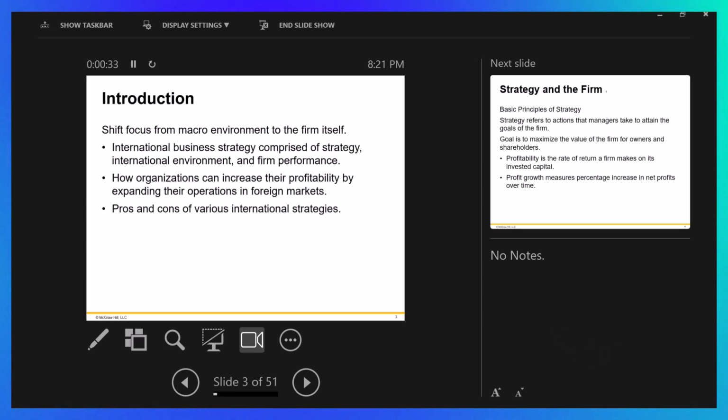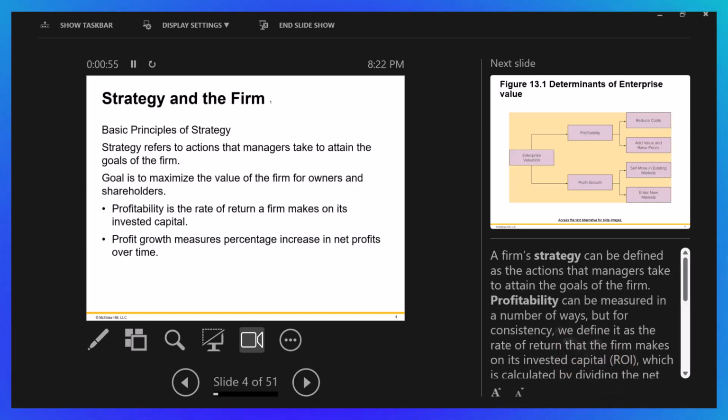Introduction. Shift focus from macro environment to the firm itself. International business strategy comprised of strategy, international environment, and firm performance. How organizations can increase their profitability by expanding their operations in foreign markets, and the pros and cons of various international strategies.